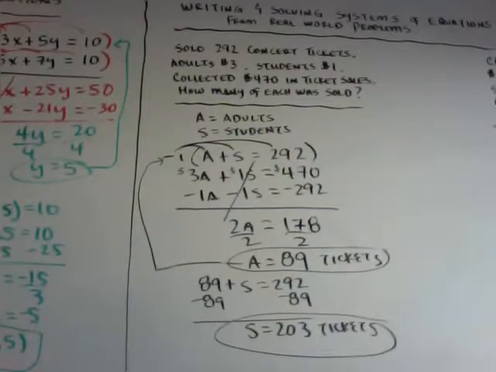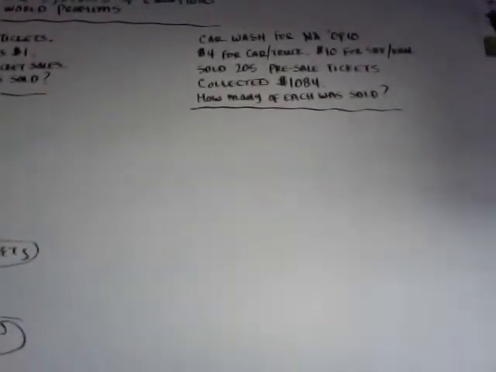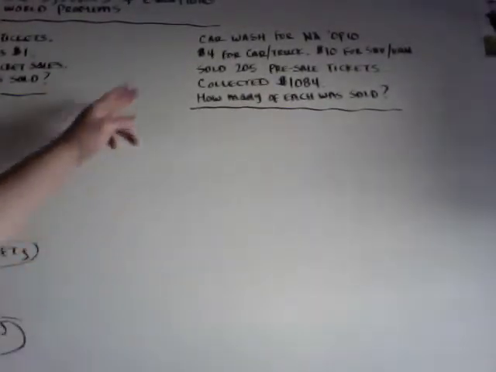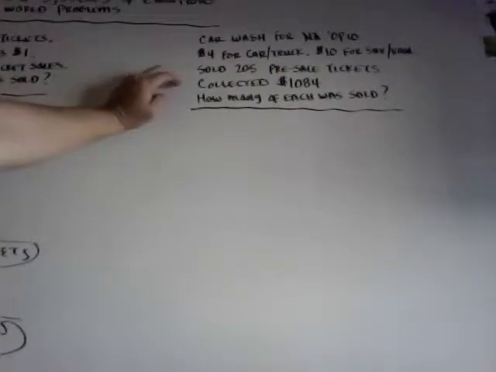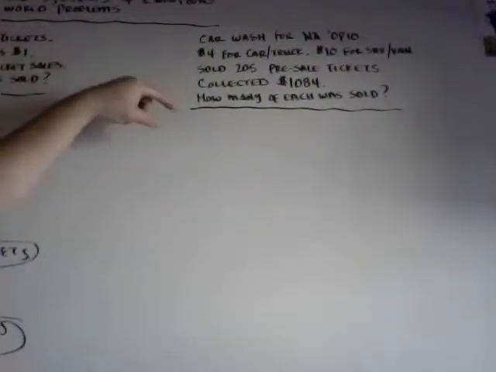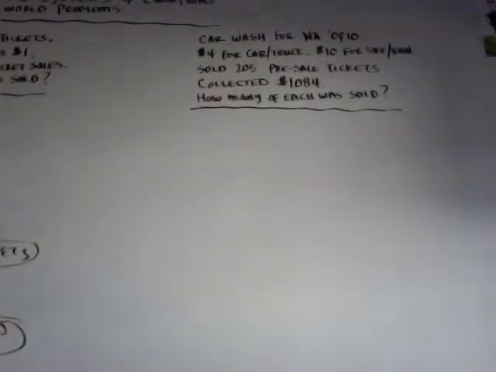Okay, so I just want to set up one more for you guys, and this is what it looked like. Now the class was having a car wash for their trip. They were charging $4 for cars and trucks, $10 for SUVs and vans. They sold 205 pre-sale tickets and collected a total of $1,084. How many of each was sold? So how many cars and truck tickets and how many SUV and van tickets did they pre-sale?